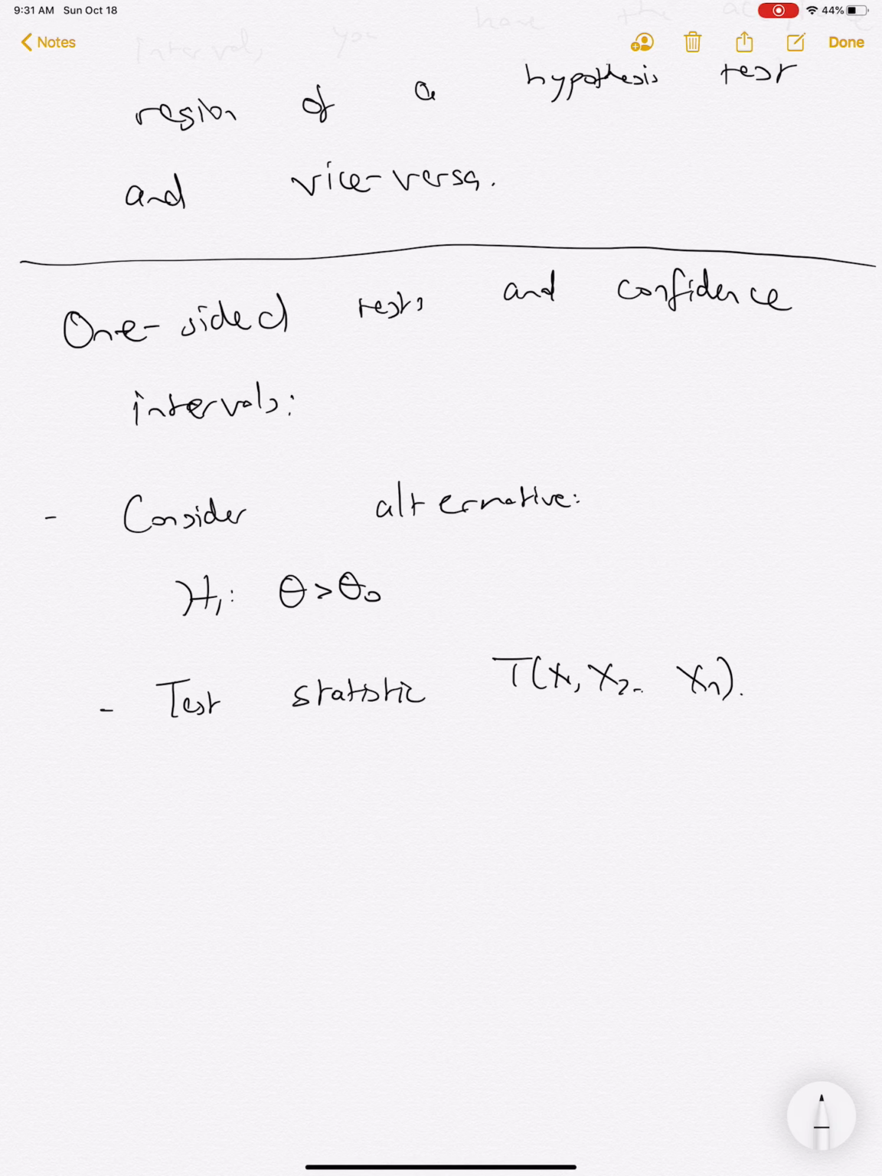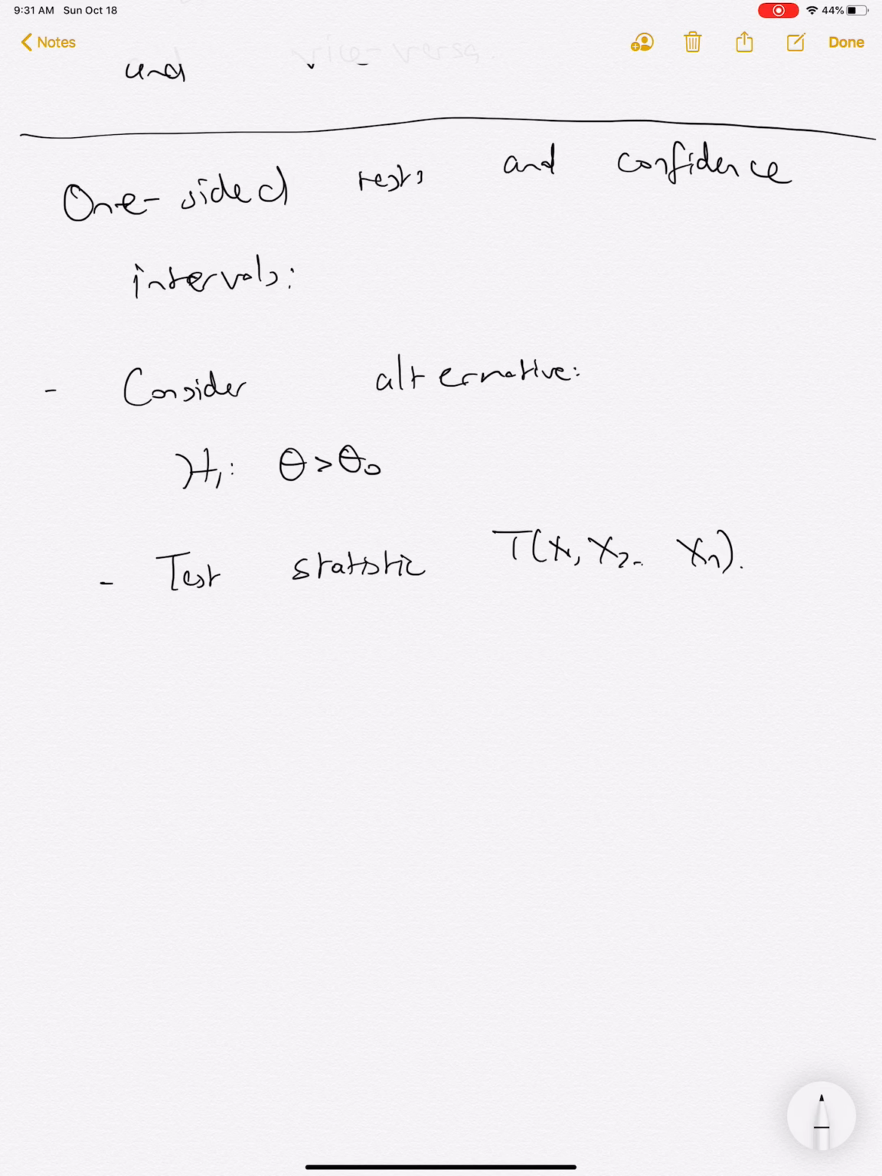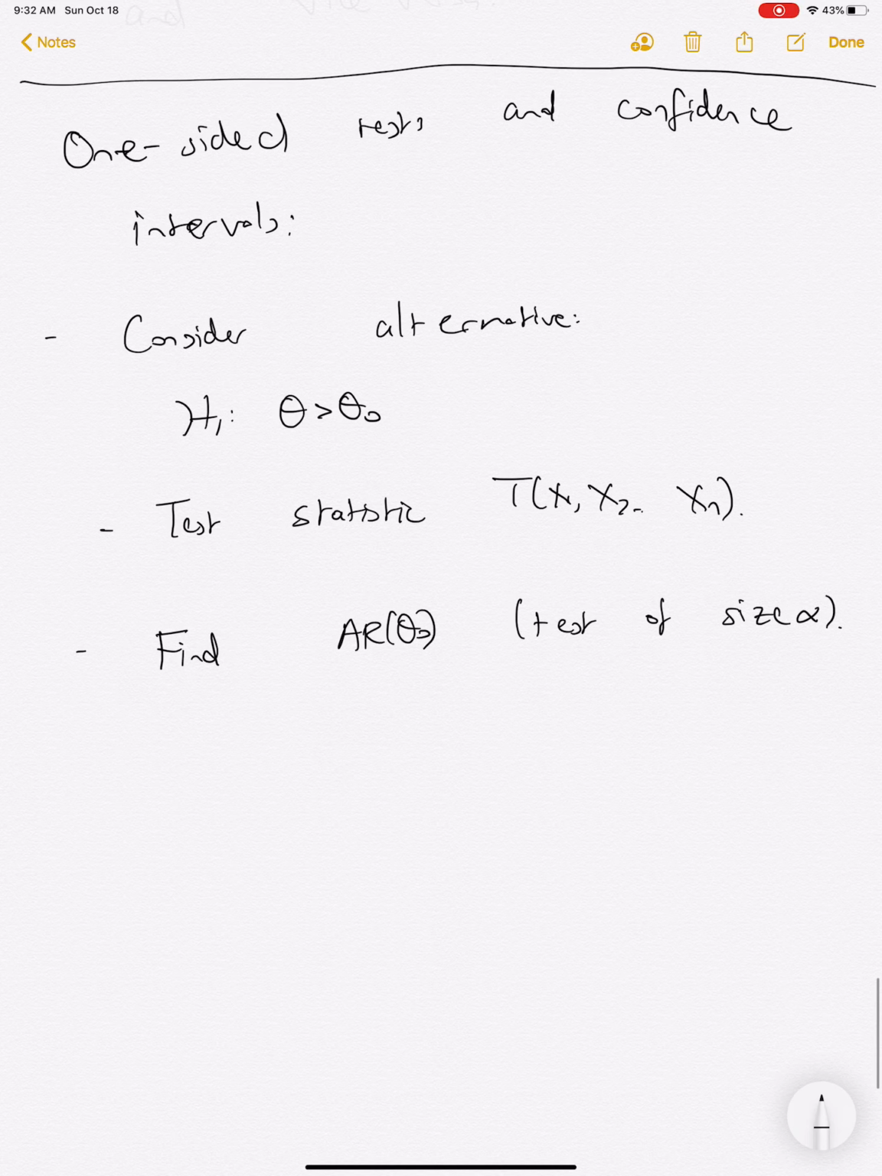And so we first want to find the acceptance region of theta 0. We want a test of size alpha because alpha is this parameter that determines two things, the size of the test and the width of our confidence interval. I guess let's be a bit more concrete. So let's just go back to this example, because if you understand what's going on in this example, you can easily see how this generalizes to other examples.